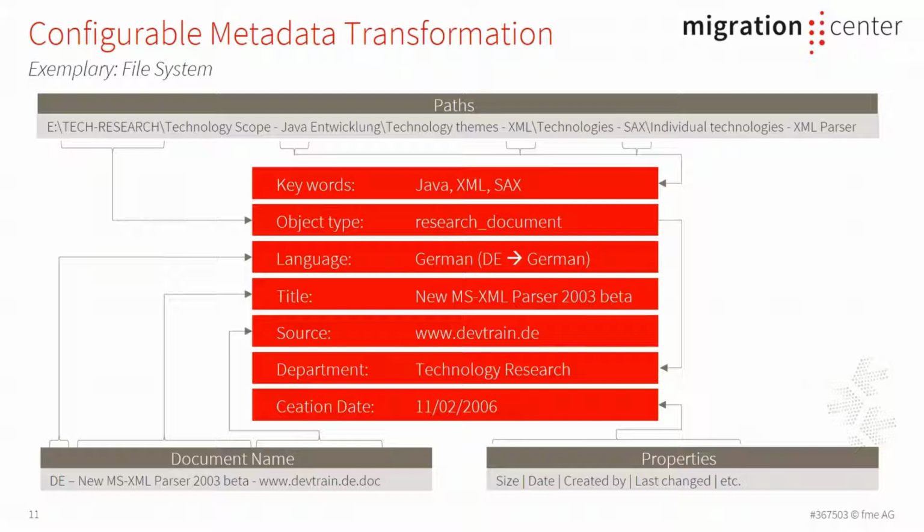So when you follow it, let's do an example. With our functions within the transformation rules, we say, okay, take the first folder or the root folder, and through a mapping, put it into object type. And only because we have tech research, we can say research document, right? Then you can extract the DE with special functions, like take everything before the first hyphen, put that into language, and then you may also say everything between the two hyphens is the title, and everything after the hyphen could be another attribute, like source here.